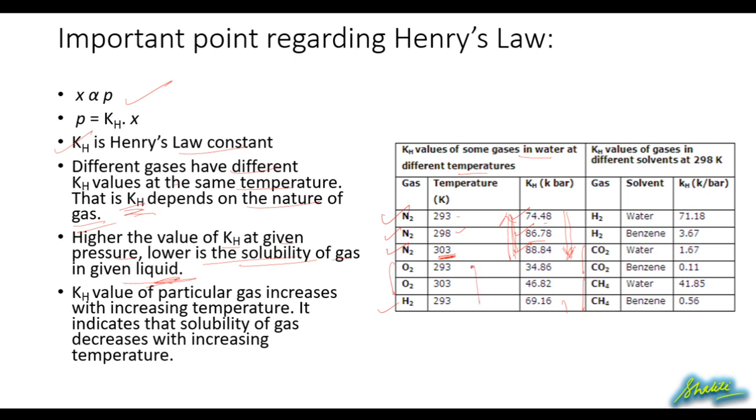The value of KH is increasing with the temperature and solubility is decreasing for all the gases. So the KH value of a particular gas increases with increasing temperature. It indicates that solubility of gas decreases with increase in temperature. So from this table we can conclude that different gases have different KH values at the same temperature, and that is, KH depends on the nature of the gas, one thing. Second, the higher the value of KH at a given pressure, the lower the solubility. More the value of KH, less the solubility of the gas. And the third point is the KH value of a particular gas increases with increase in temperature. It indicates the solubility of gases decreases with increasing temperature.